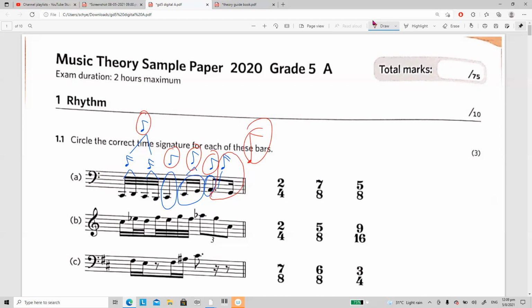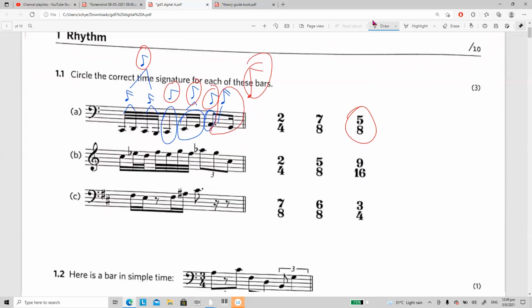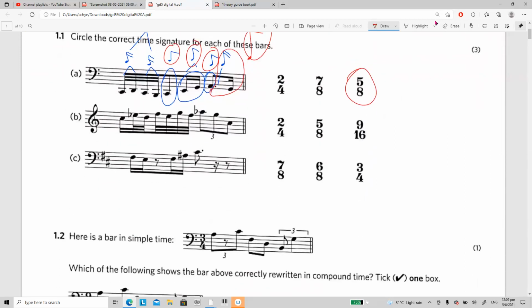So in this case, we have to count in quavers. We cannot count in crotchets, because it's an incomplete crotchet. The crotchet beats are incomplete. Okay, let's look at the next question.